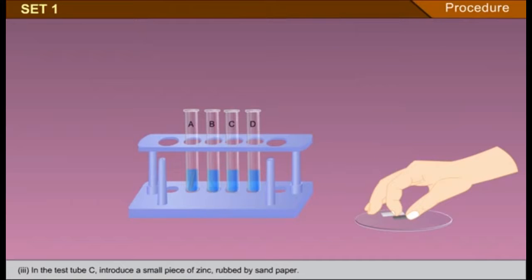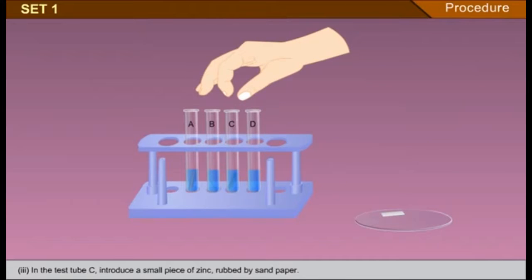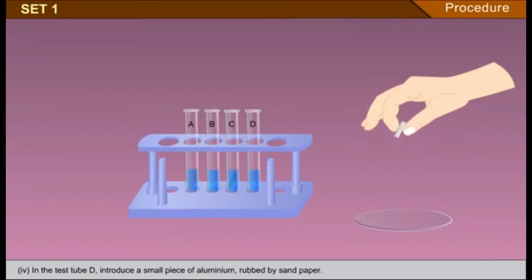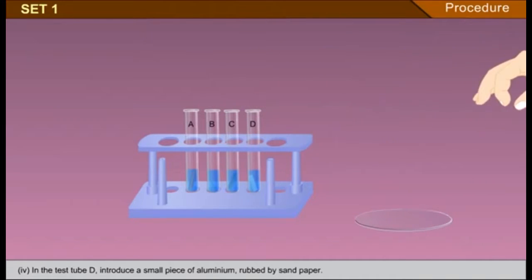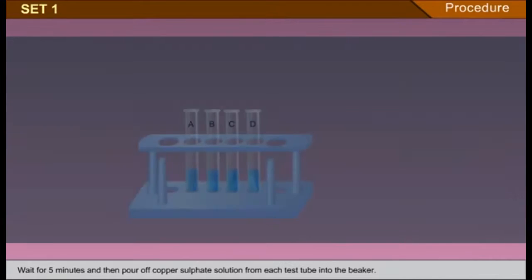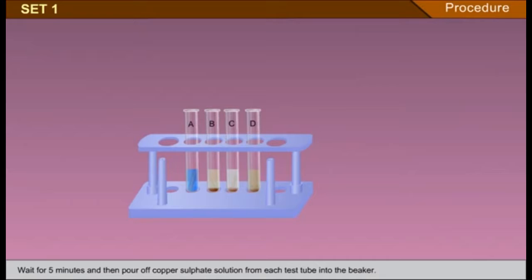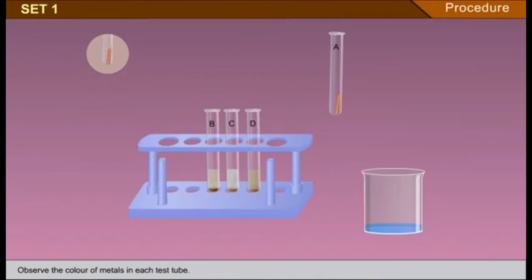3. In the test tube C, introduce a small piece of zinc rubbed by sandpaper. 4. In the test tube D, introduce a small piece of aluminium rubbed by sandpaper. Wait for 5 minutes and then pour off copper sulfate solution from each test tube into the beaker. Observe the color of metals in each test tube.